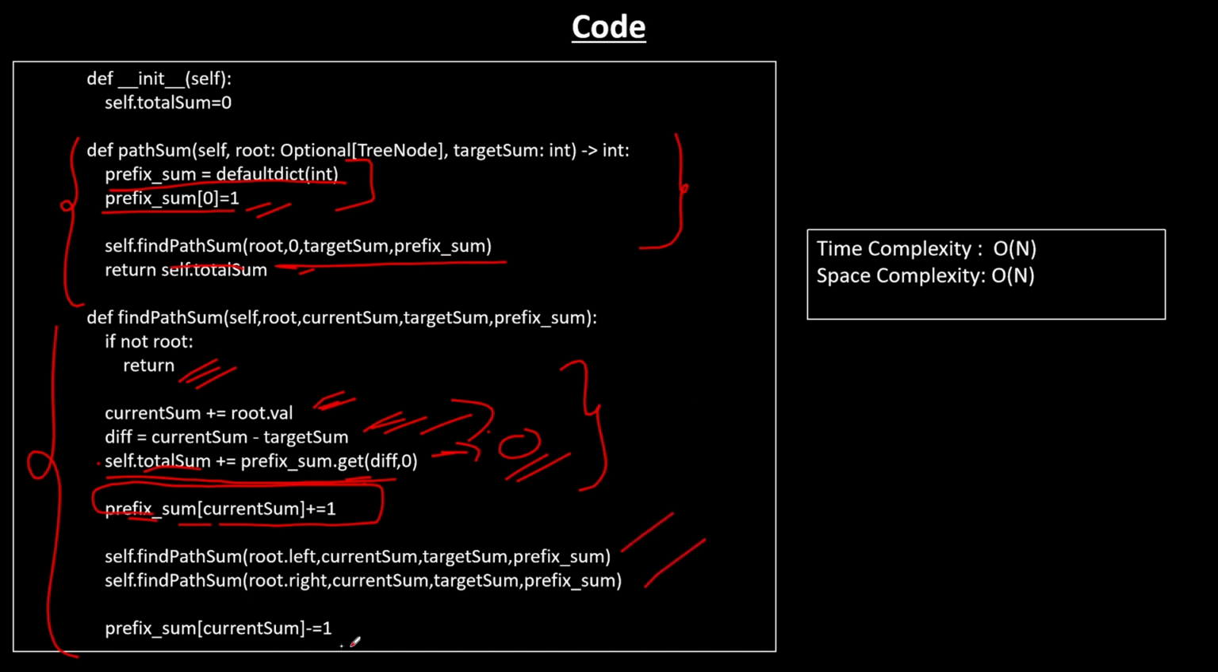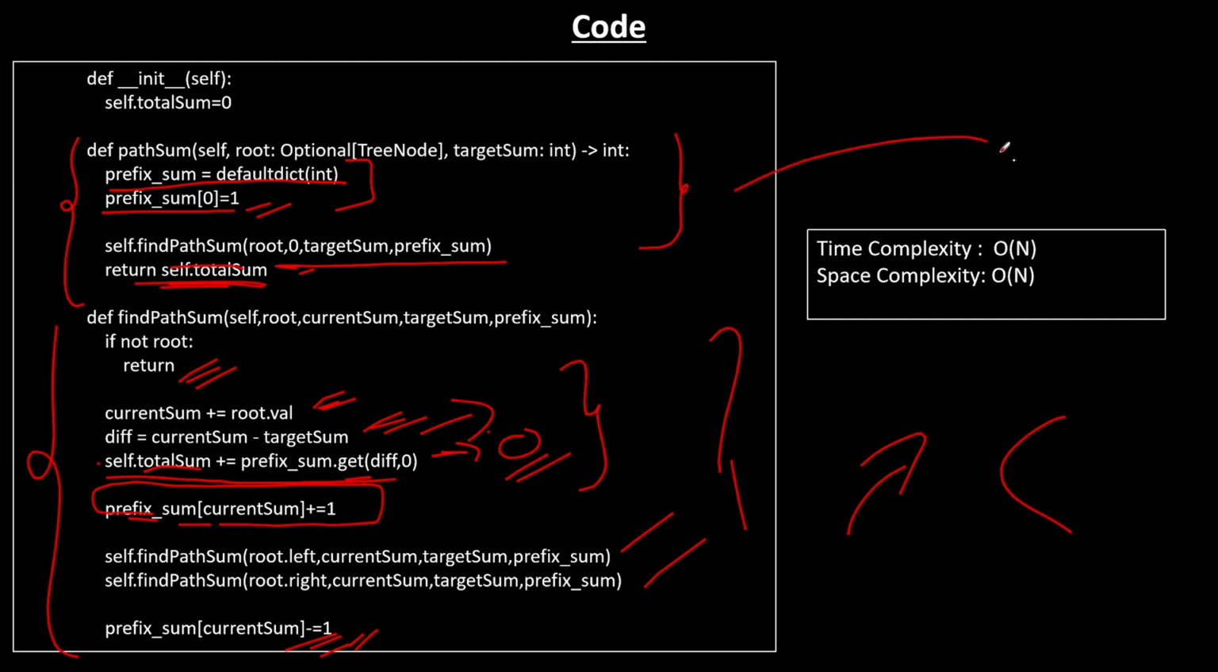Now this is the main catch here. After doing this complete traversal, when we go back, we have to remove that particular current sum from our prefix sum so that it does not collide with the new path, right? That's it. And after that, this is completely done. We return the total sum from here.